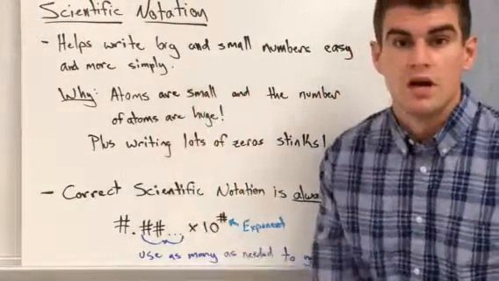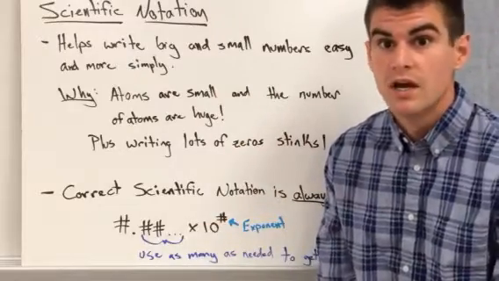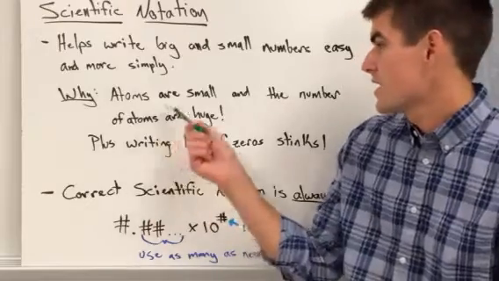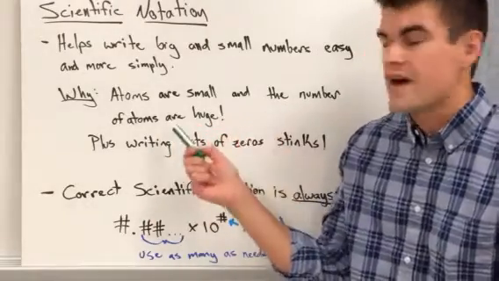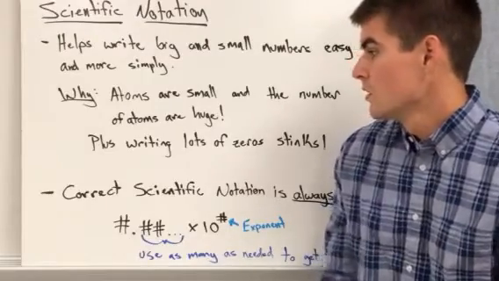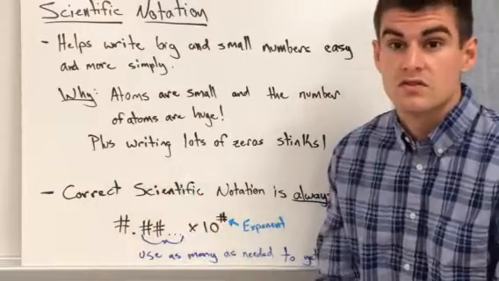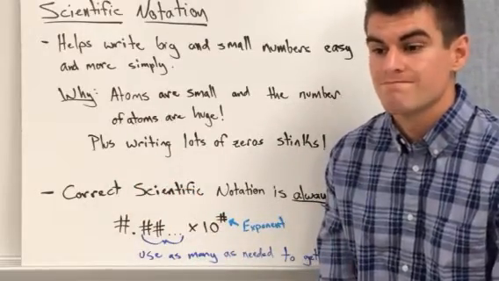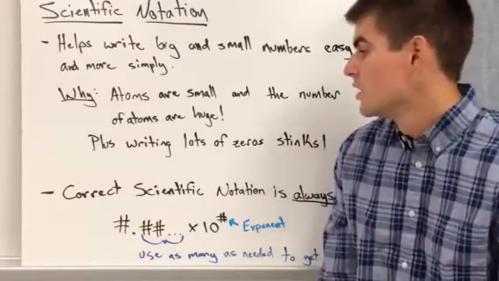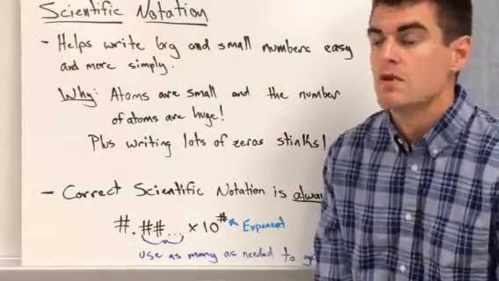Scientific notation is going to help us write big and small numbers more easily, more simply. The reason we need this here in chemistry is that atoms are small, and the number of atoms in things is huge. As we'll see, writing all these zeros kind of stinks, so if we can eliminate that and make it easier to see and show magnitude, big or small, then once you get used to it, scientific notation becomes much, much better.